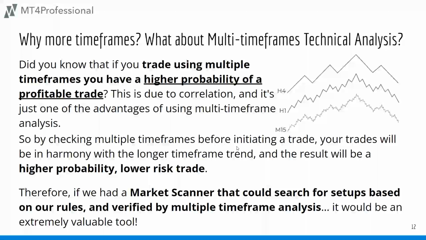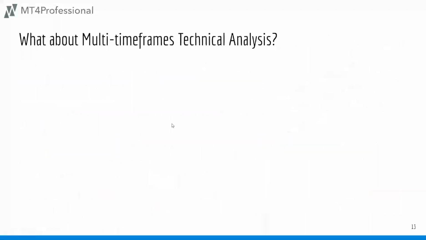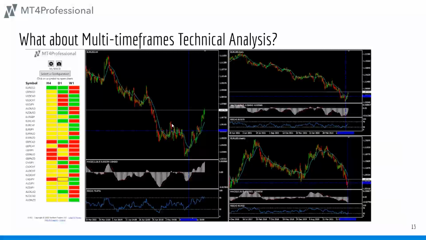If we had a market scanner that could search for these types of steps based on our rules, verified by multiple time frame technical analysis, it too would be an extremely valuable tool. Here's an example of what multiple time frame technical analysis can get for you. The blue cross here shows the point where price has crossed over a 15-period exponential moving average. You also see where a MACD histogram has crossed over the signal line, giving a bullish setup.